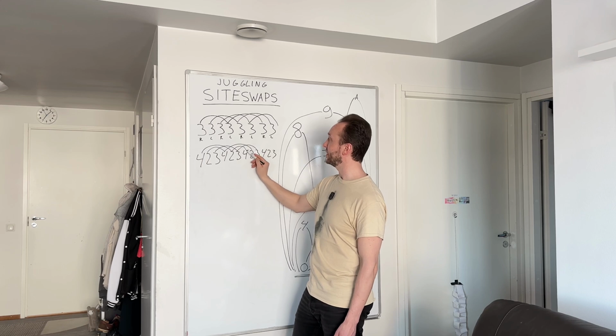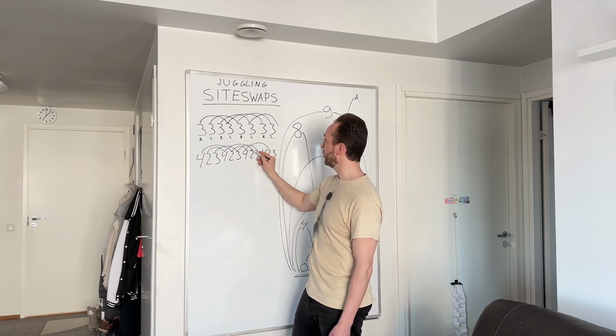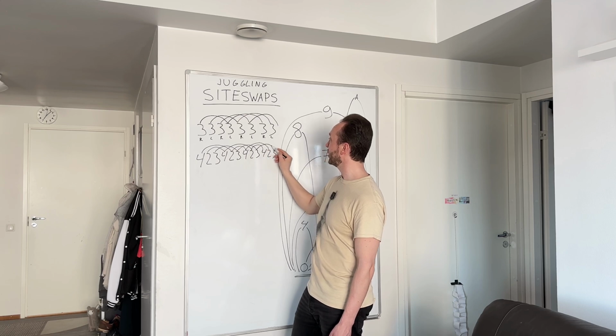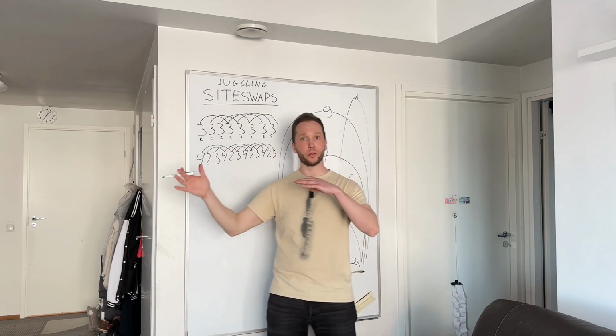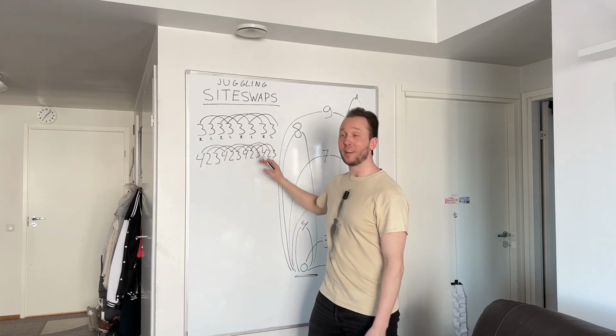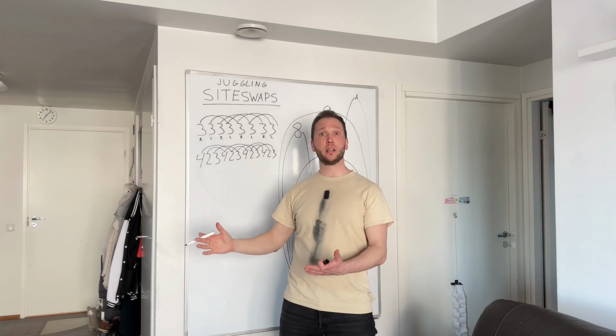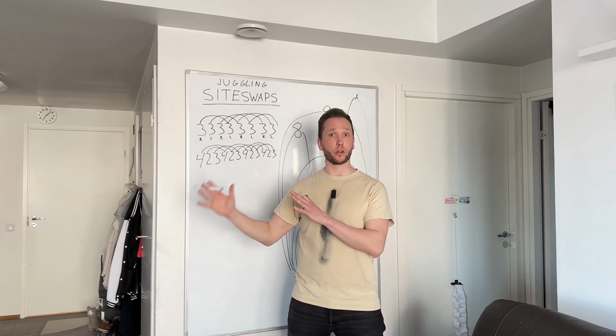And again, next one. Yes, we have a ball here and it goes 4 beats. Yes, we have a ball here. It goes 2 beats. Yes, we have a ball here. It goes 3 beats and so on. So again, we can see this is a valid pattern. 4, 2, 3 is a 3-ball pattern and it works.